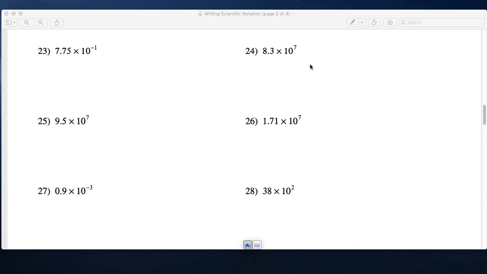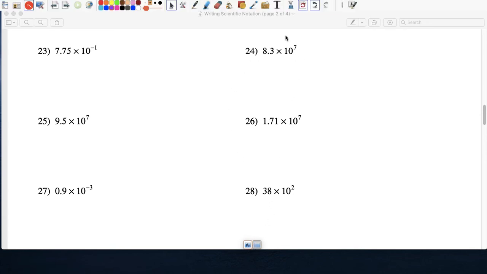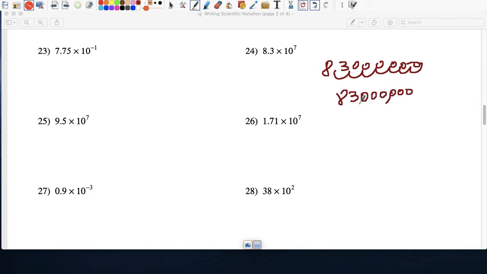8.3 times 10 to the 7th power. So it's 8.3. We're going to move the decimal 7 over. 1, 2, 3, 4, 5, 6, 7. Zeros. Let's clean that up. So that looks like 83 million.